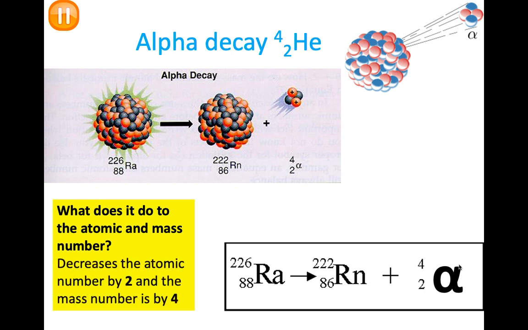Okay, so alpha decay will decrease the atomic number, which is the smaller number, by 2, which is the one at the bottom, and the mass number by 4. Decreases it by 4. That's the larger number, the number on the top of the example. You may see alpha represented as a helium nucleus with a mass number of 4 and an atomic number of 2. Sometimes that's represented for alpha decay instead of using the alpha symbol, the Greek letter.